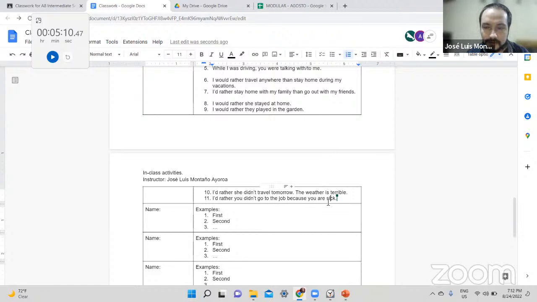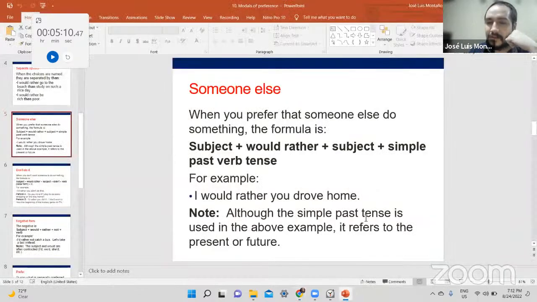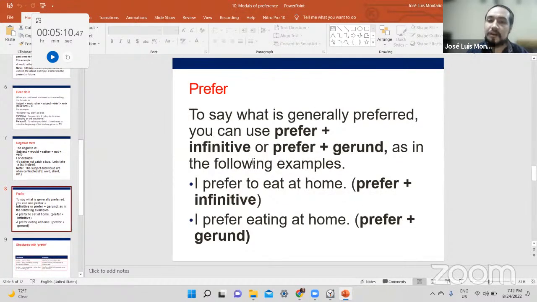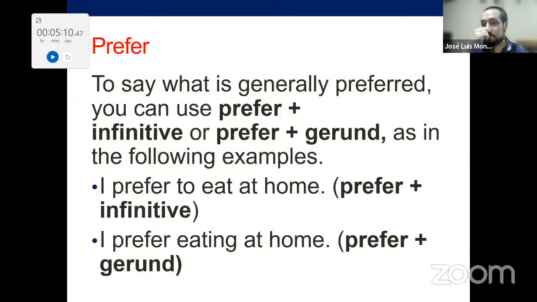Okay, I think it's working good. Yes, so there you go. Again, the examples are very well done and formulated. Let's go then to the next part. All right, we only have one more section to cover, and this section is divided in two parts, prefer and would prefer. Now, again, with prefer, you don't use the base verb.